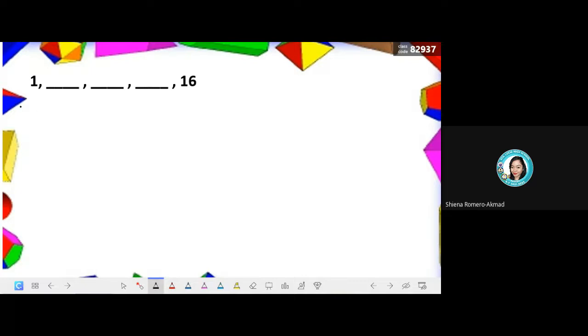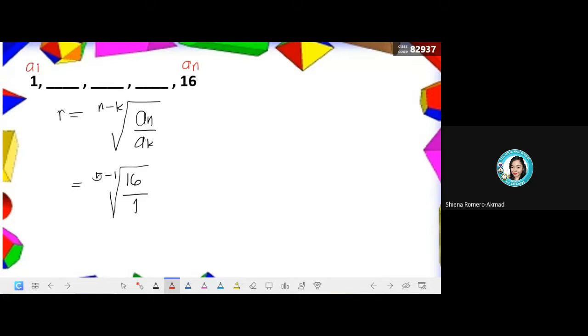So we will use the formula, which is R is equal to the N minus K root of a sub N divided by a sub K. So we'll have 1, 1, 2, 3, 4. So meron tayong 5 terms. So we have 5 minus 1 root of the a sub n, which is 16, and the a sub k, which is 1. So para sa mga nalilito, this is your a sub n, this is your a sub k, your k is 1, your n is 5.